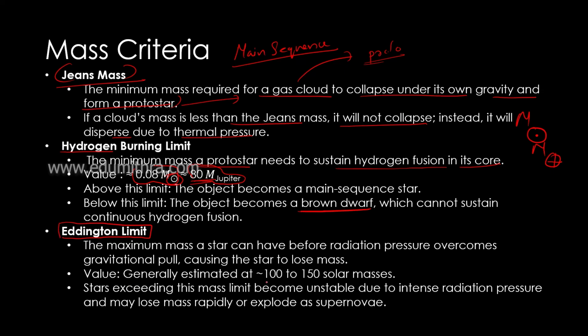Its value is estimated to be 100 to 150 solar masses. So there won't be any star more massive than 150 solar masses. If a star gets more than that, because of its own radiation pressure, the star will lose its mass or suddenly explode as a supernova. It cannot stay stable like that. That is why it is called the Eddington limit. These are some of the limits we see during the formation of a star. There are other limits as well, like the Chandrasekhar limit, which we will discuss soon.